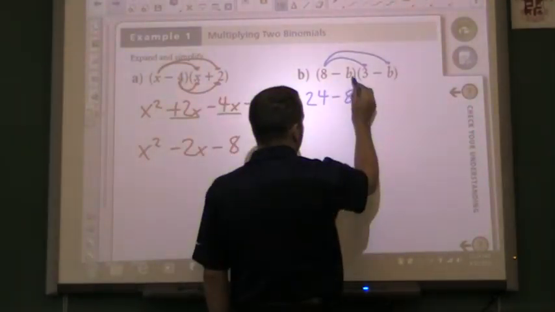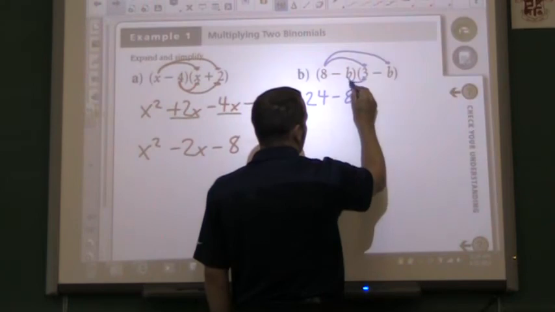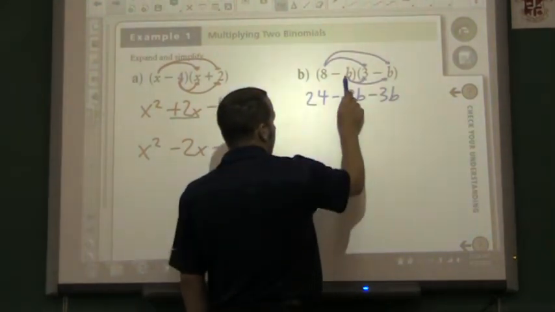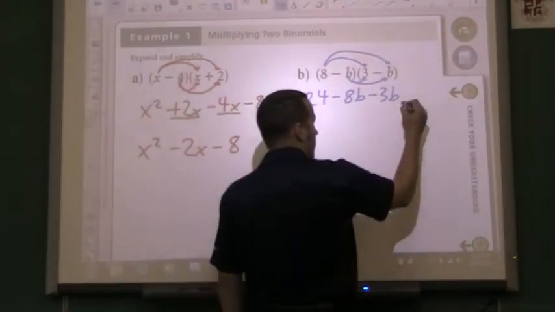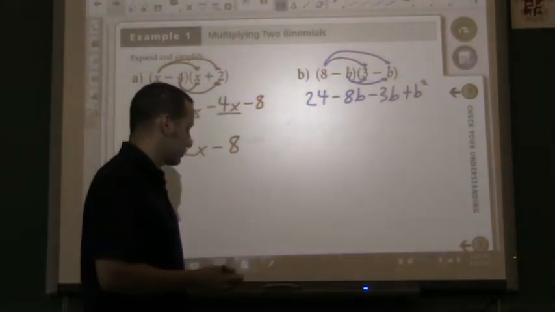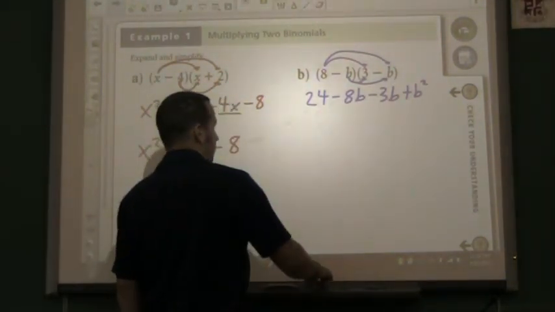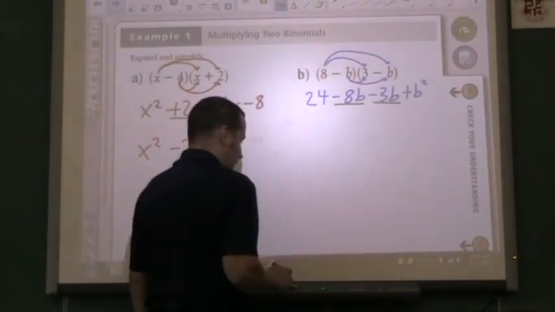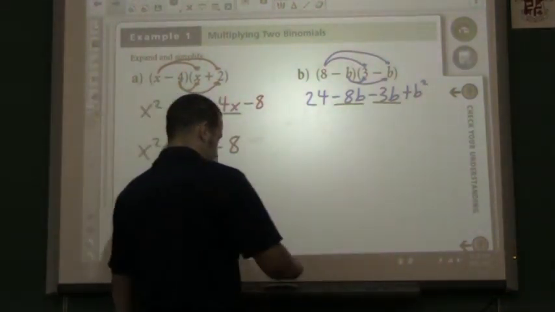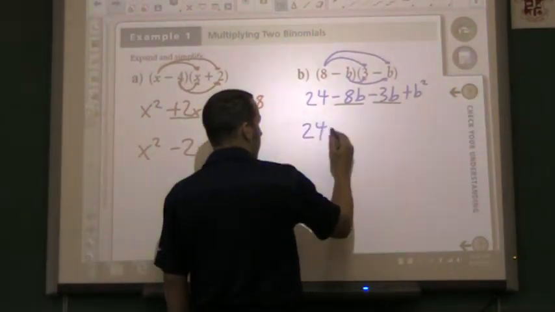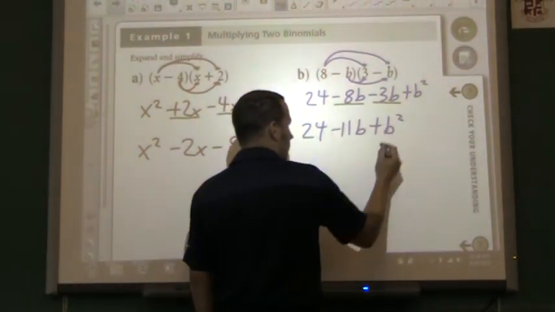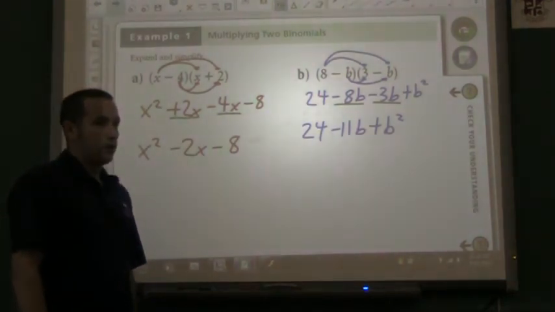Now, again, the second term times everything in the second bracket, so I'm going to do this next. So negative b times 3 gives me negative 3b. And then a negative b times a negative b gives you a positive b squared. So you're remembering that a negative times a negative always gives you a positive. We combine our like terms. So again, the only things that are like are the ones with the exponents of 1 here. I don't have any other squared terms or any other lone numbers. So then I can say my answer is 24, negative 8 and a negative 3 gives me negative 11b, and then plus a b squared. So there's your final answer.